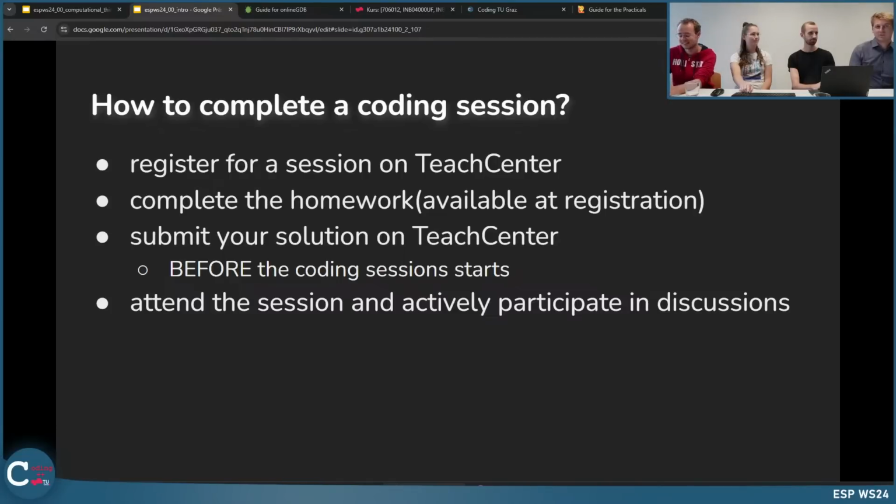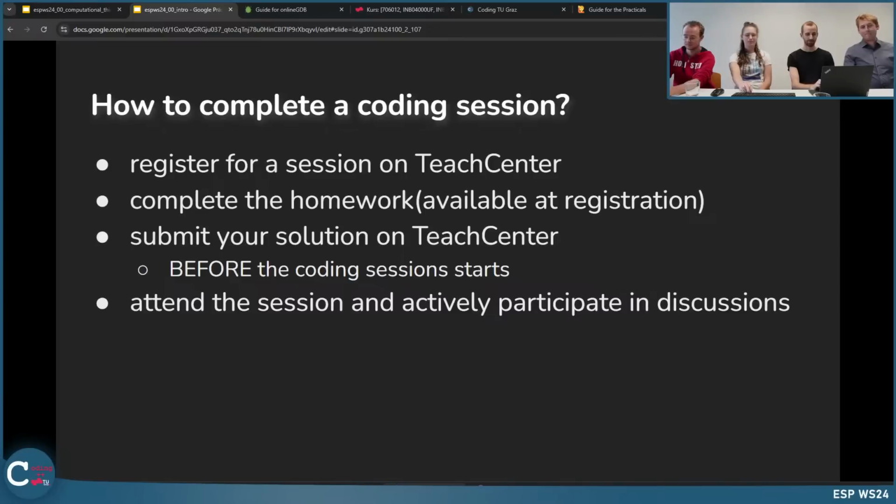Also a question: can I attend more than 3 and get more points? This is not possible. We have 3 different coding session topics, and you can only get points for 1 of each block. So you can attend block 1, coding session 1, coding session 2, coding session 3. There are no more than these 3 topically related blocks. And you can only register for and attend 1 coding session per block.